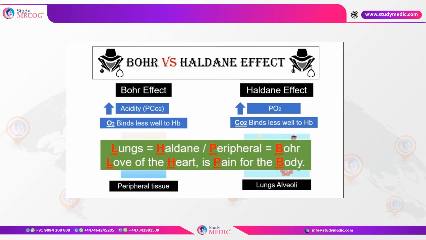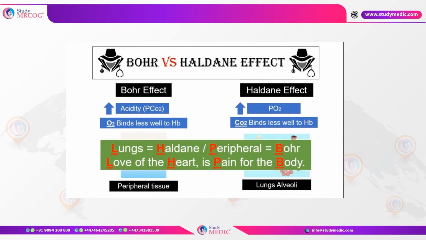Now what is the Bohr effect? It is basically the changes that we see in the peripheries, and the Haldane effect is the one that is noticed in the lungs. In the lungs we see that there is a lot of oxygen, so the partial pressure of oxygen is high. Because of this, the carbon dioxide is going to bind less with hemoglobin. This is called the Haldane effect.